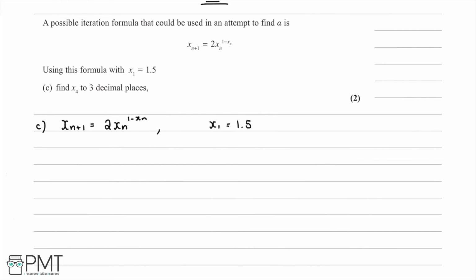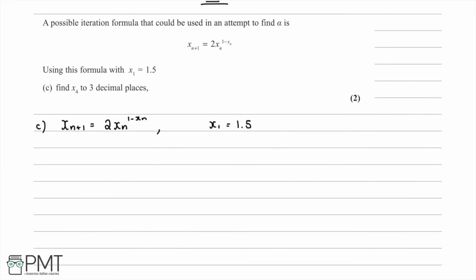So in this part of the question, we're given some further information, and we're told that a possible iteration formula that could be used in an attempt to find alpha is x n plus 1 is equal to 2 times xn to the power of 1 minus xn. And we're told that we have an initial x1, which is equal to 1.5, and we're to use this formula to work out what x4 is to 3 decimal places.